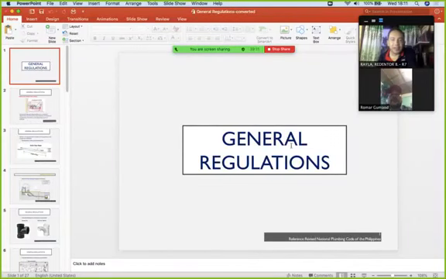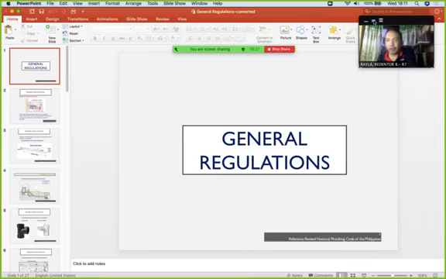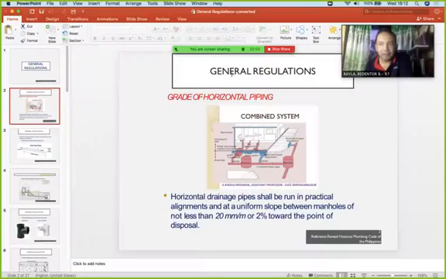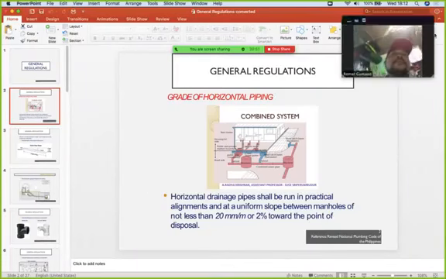This is one of the topics, as we can see from one of the chapters of the revised National Plumbing Code. A way of doing things, especially in plumbing.